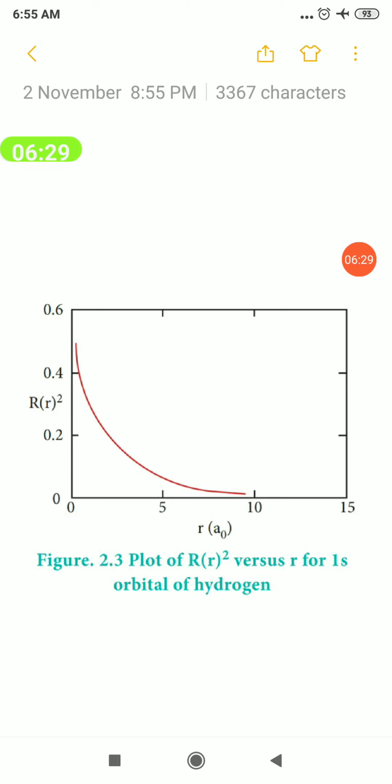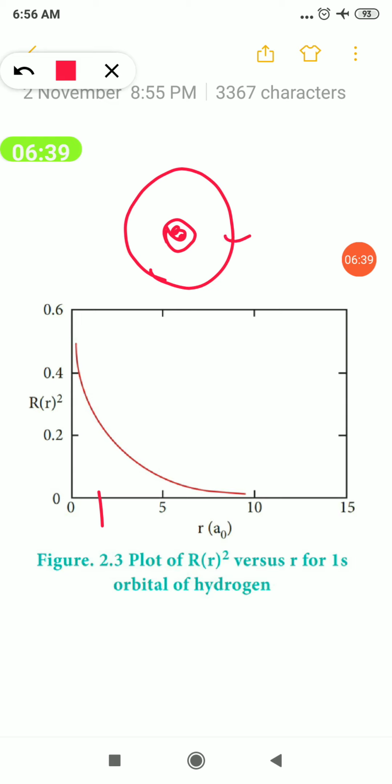Now in this plot, this is the smaller distance. Consider this as the nucleus, this is the first shell, here the electron is present. When the distance between the nucleus and the electron decreases, the probability value will be high, which means for a 1s electron it will be very close to the nucleus. That we can conclude from the given plot.